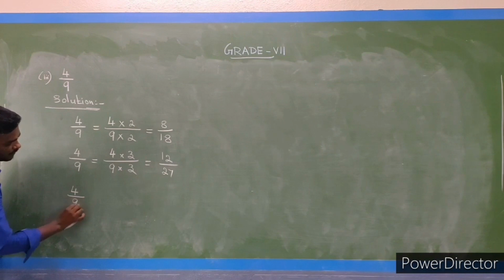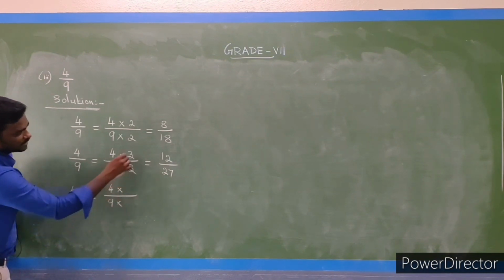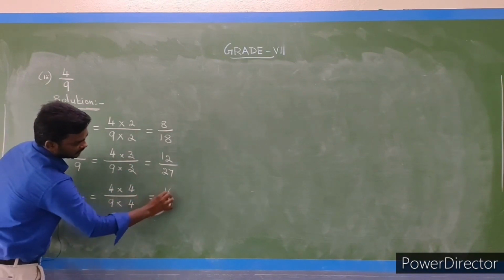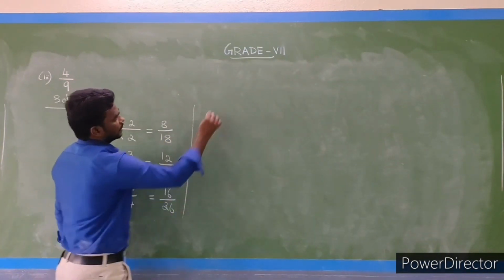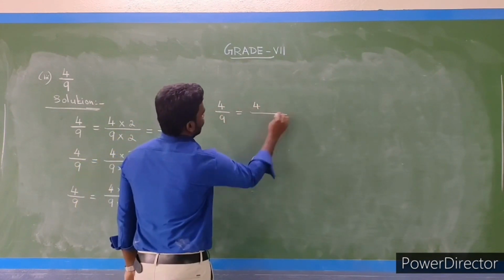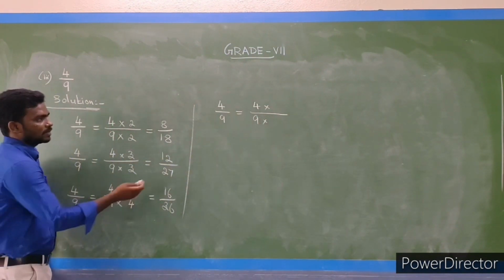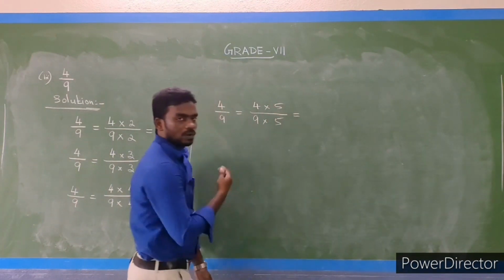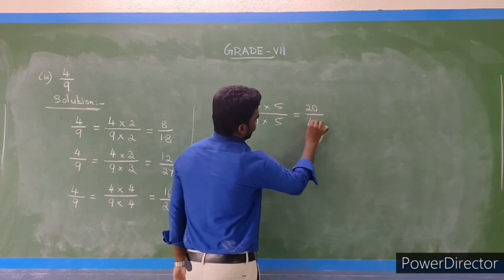Next, 4 by 9 is written as 4 by 9 multiplied by the next number, 4. So 4 4s are 16, 9 4s are 36. Next, 4 by 9 multiplied by the next number, 5 by 5. So 4 5s are 20, then 9 5s are 45.